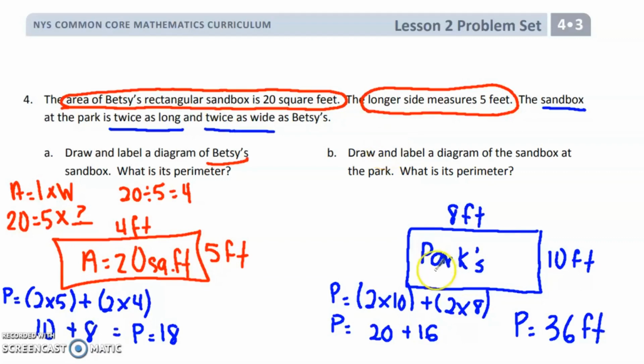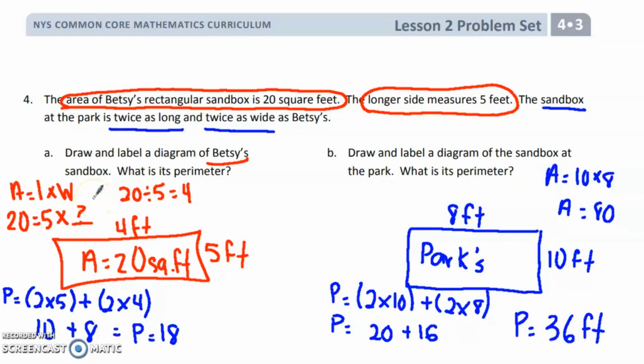I know it doesn't ask us for area, but if we needed to find the area of the park, we could say the area is length times width. That means the area of this park is going to be 10 times 8, which will give me an area of 80. Notice the area here is 20 and the area here is 80. The perimeter on this one is 18. The perimeter on part B is 36.